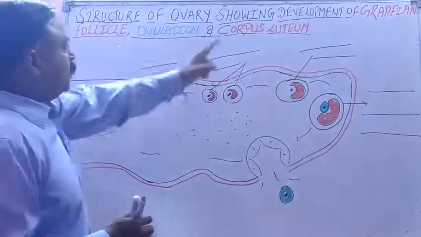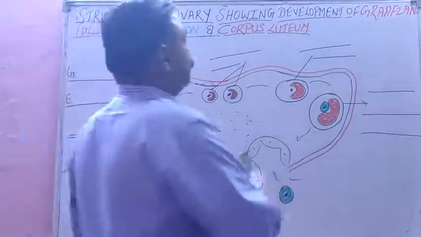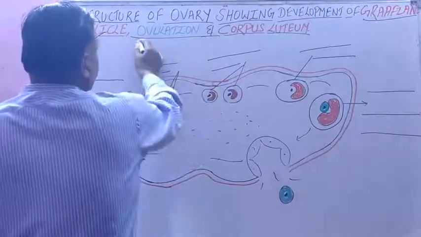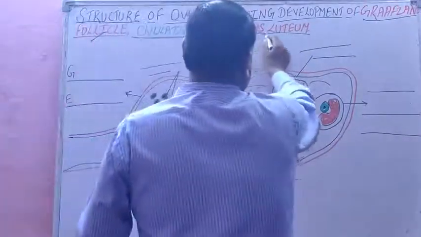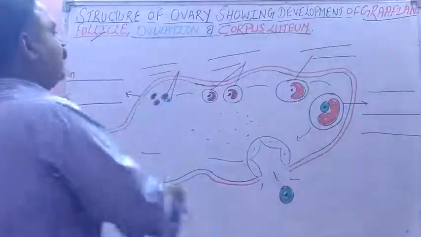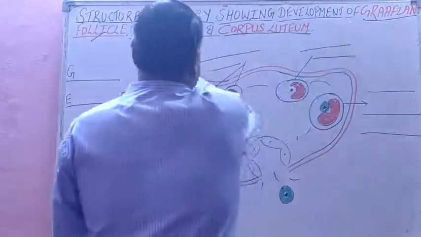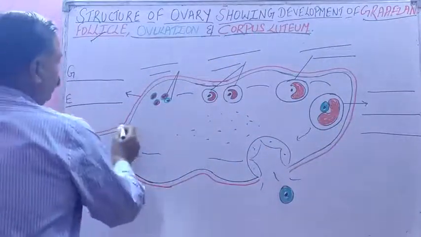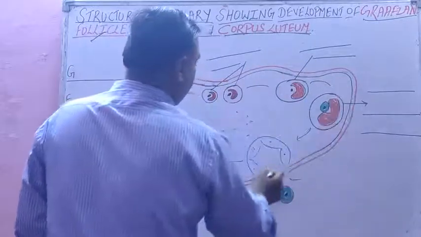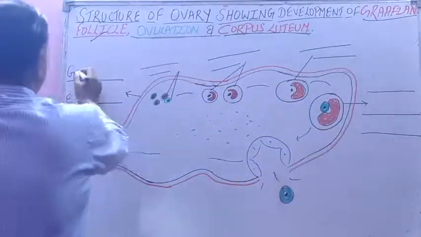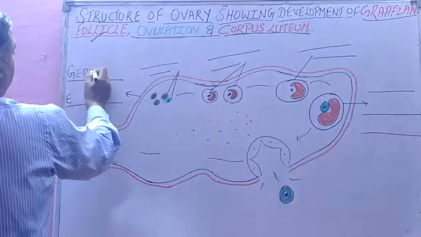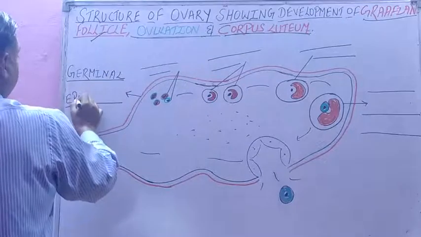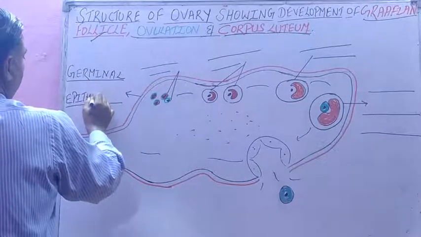So please read this line carefully. Structure of ovary showing 3 things: development of Graafian follicle, then ovulation and corpus luteum. So one by one I will show you these 3 processes occurring in this structure. Ready, students? This red line you observe, lining the ovary, is called germinal epithelium, which gives rise to germ cells.